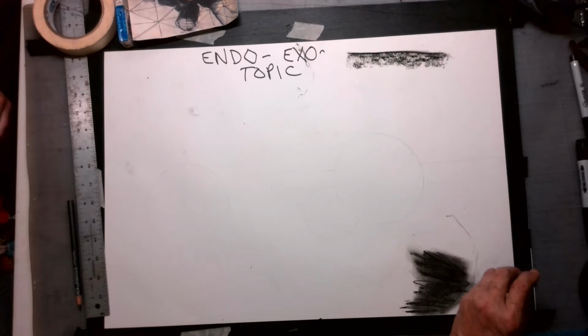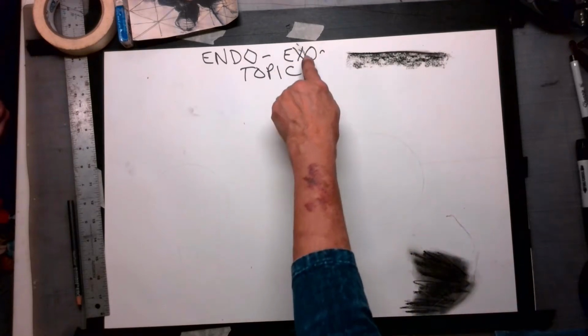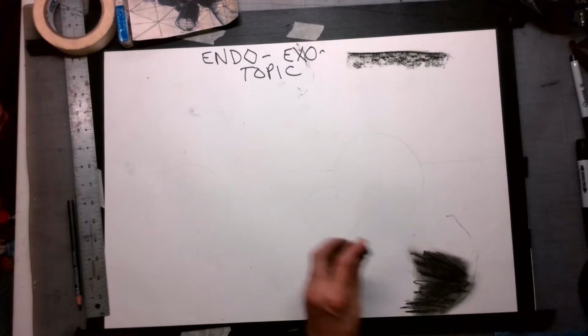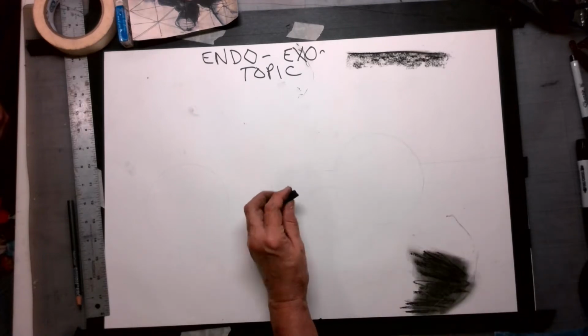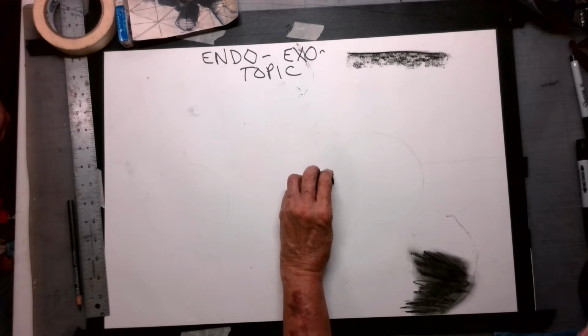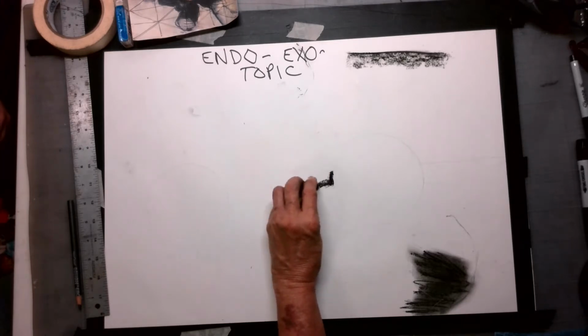So if it's on the exoskeleton, it's one that's on the outside. Endoskeleton is one that's on the inside. So what I'm going to do, and Chandler's just going to draw with me, is I'm going to make something pop out by drawing around it a little bit.